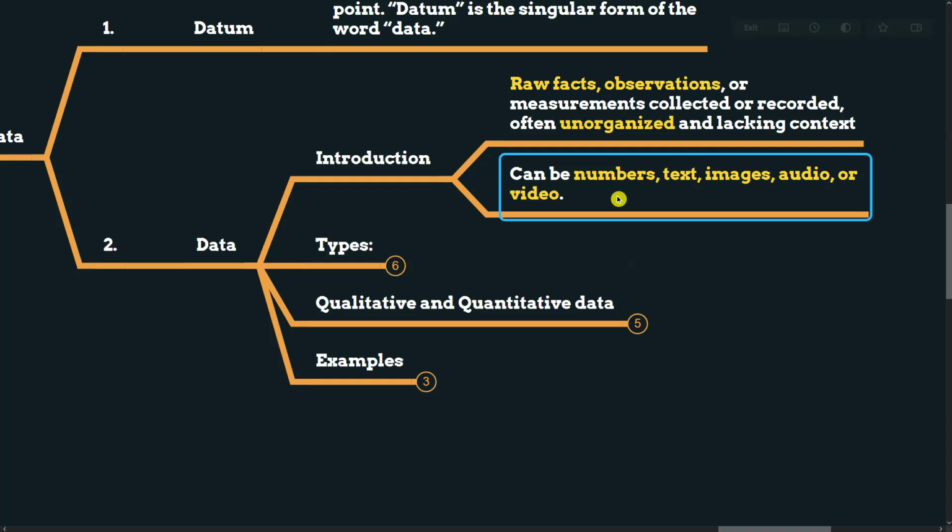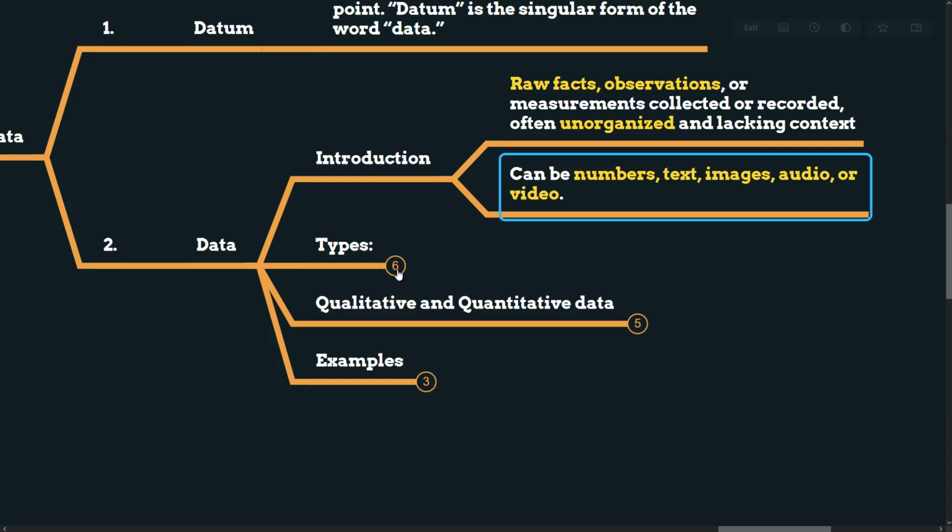You have an image of your product. That's image data, right? You have the recording of a customer service call. That's audio data, right? On your business premises, you have a CCTV camera, a security camera recording. That's a video format of data. So those are the types of data.